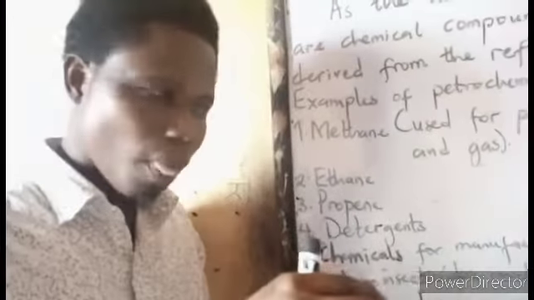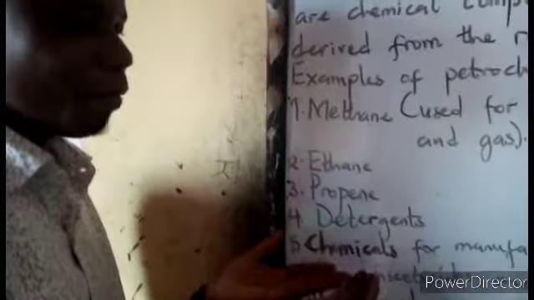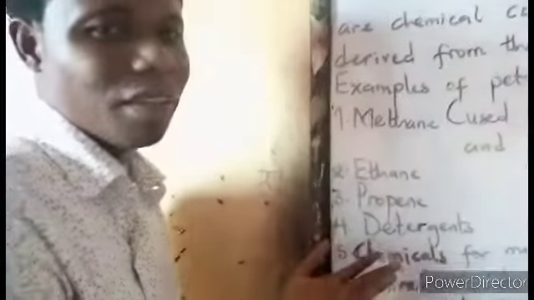It's used to cook. So that's an example of propane. Now the next example of petrochemical is detergent. We can make detergent from petrochemicals. I don't need to explain this, but let me just give an example.